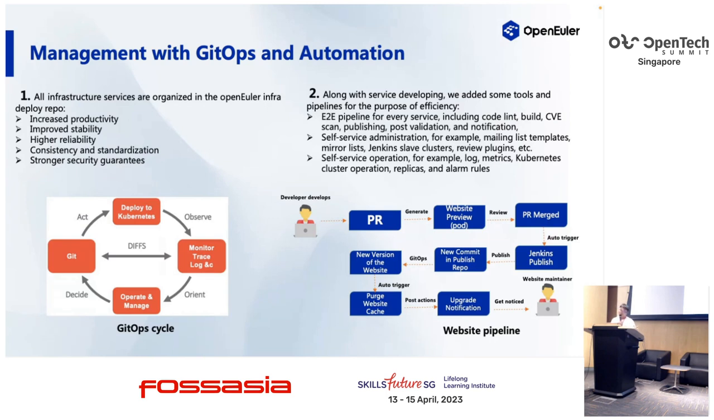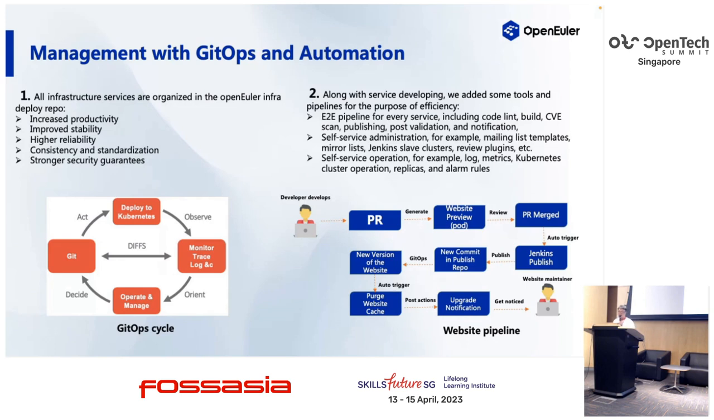Actually, there are three different cases for the automations. The first one is about the end-to-end pipeline for every service. You can take a look at this picture. This is our website pipeline. It's actually the pipeline for every stateless website. Once our developers from the community submit a new PR, we will create a temporary pod which will reflect all the changes and the actual look of our website. And our maintainer will review all the changes and get the PR merged.